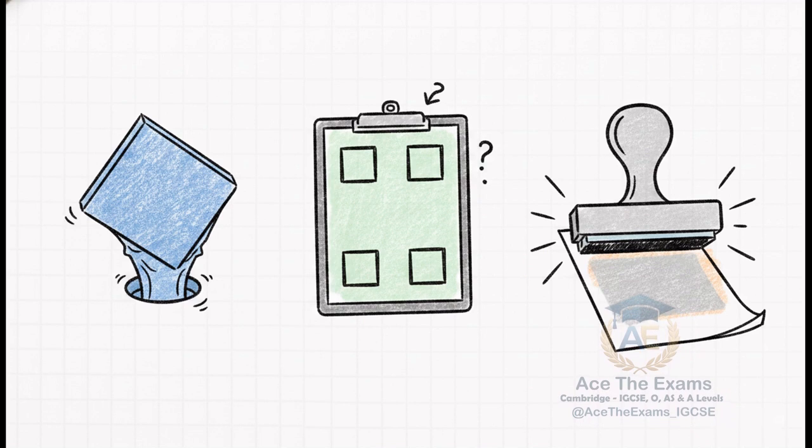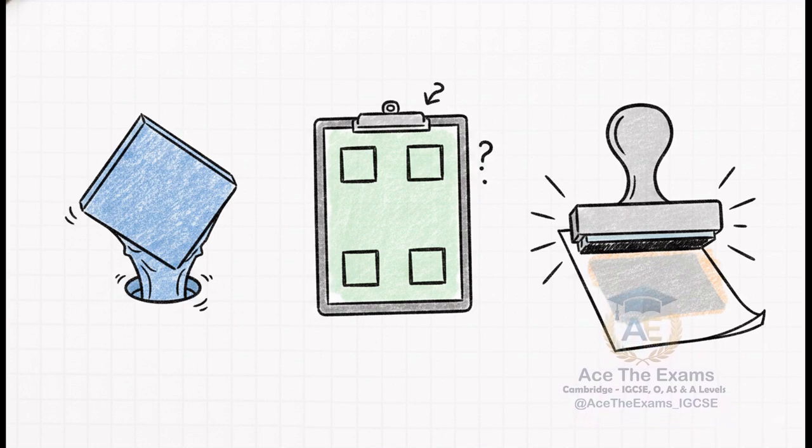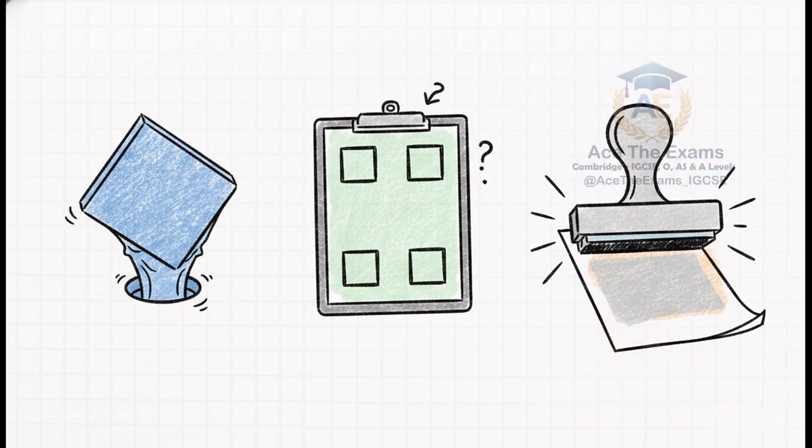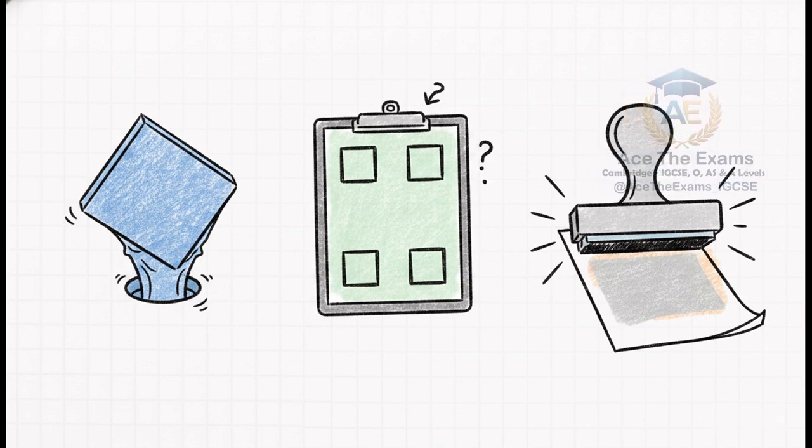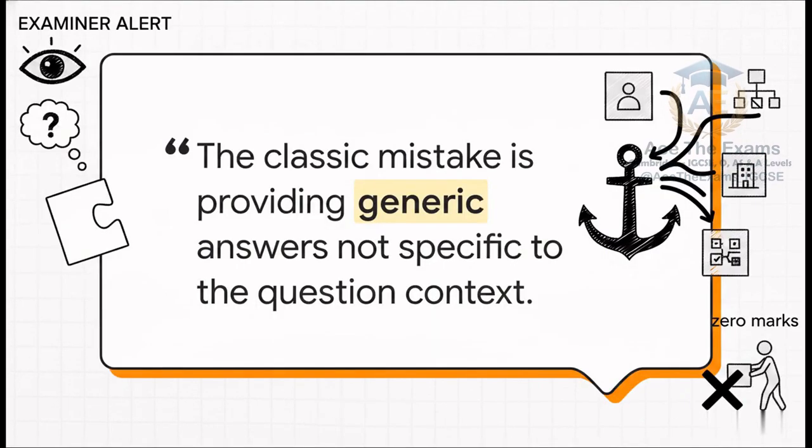And number 3, answers not specific to the context given. This means writing a beautiful, generalized essay about GUIs without mentioning the actual scenario provided in the prompt. You must always check your reasoning against the scenario. I want you to listen to this definitive examiner alert. The classic mistake is providing generic answers not specific to the question context. Always link every point to the given scenario.